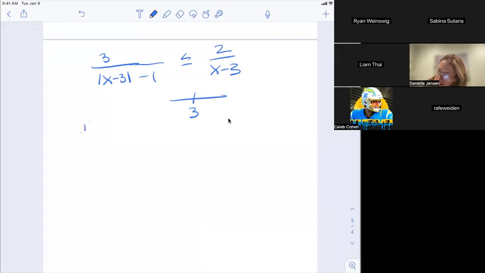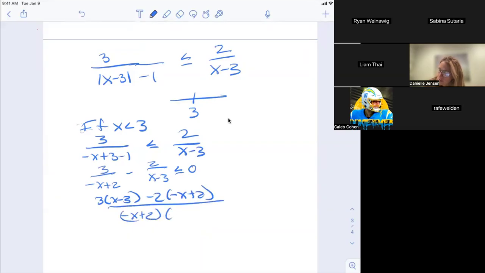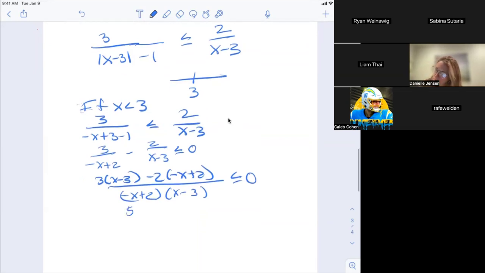Okay, so if x is less than 3, then I'm going to rewrite this as 3 over negative x plus 3 minus 1. Right? And then I can bring things to one side. I can't cross multiply again because the denominator could take on values that are positive or negative, which means if I multiply across, I'm assuming positive, so I'll lose solutions. All right, and then common denominators, just the two denominators multiplied together. Minus 2 minus x plus 2, all over negative x plus 2. Someone holler if I make a careless mistake as I'm talking and writing this. Okay, so then quickly in the numerator, we would get 5x minus 13.